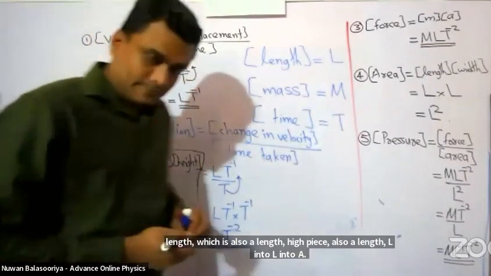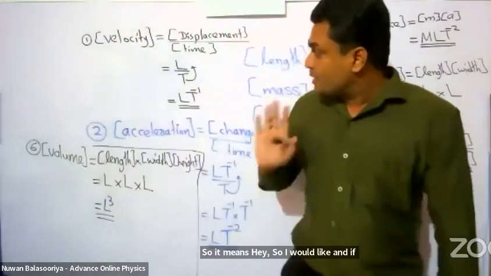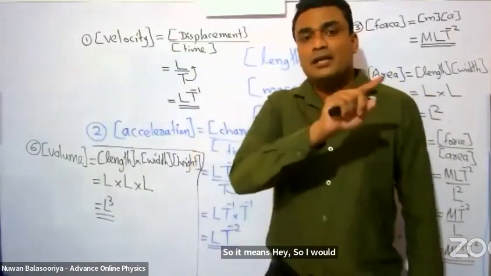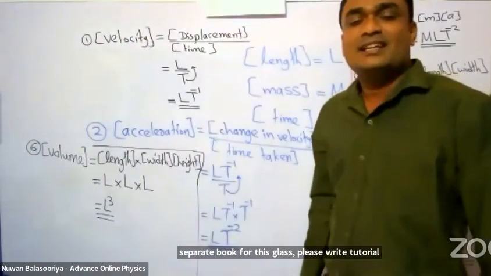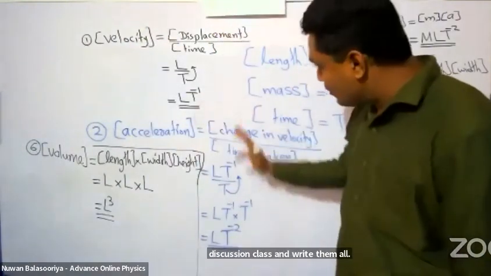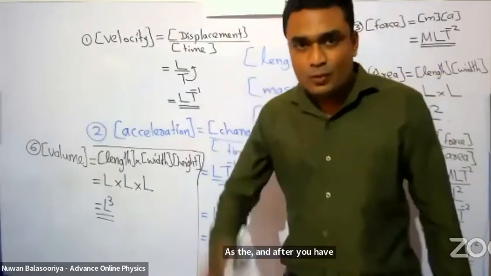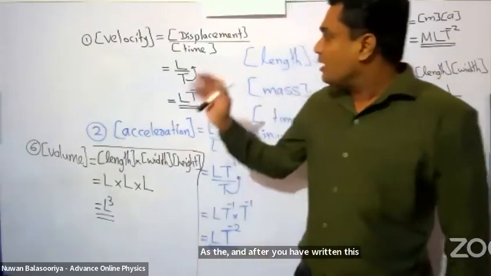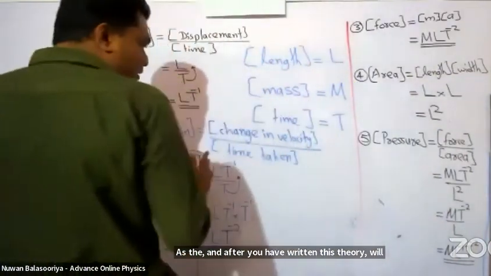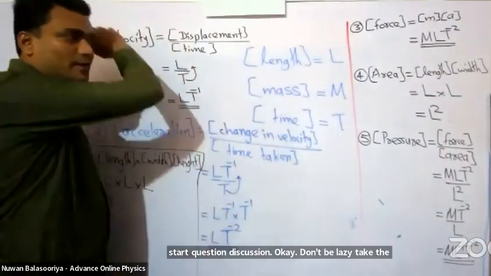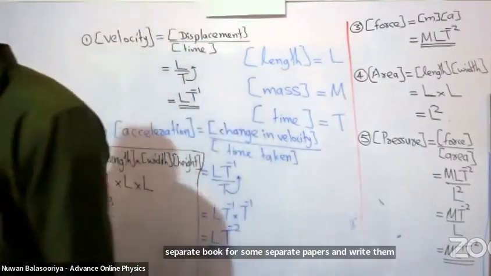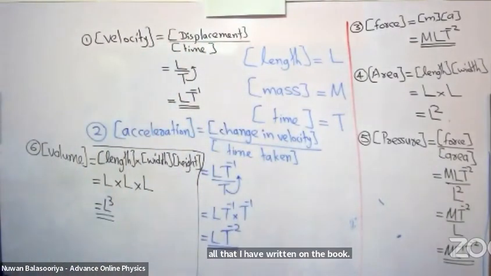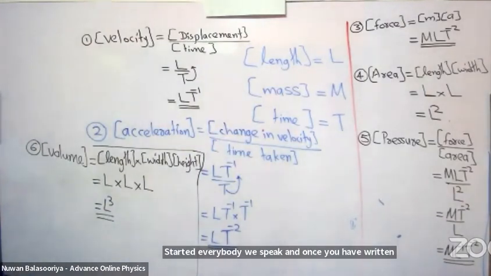So I would like you, please take a separate book for this class, write tutorial discussion class, and write them all as a revision. After you have written this theory, we'll start question discussion. Okay, dear? Don't be lazy. Take a separate book or some separate papers and write all that I have written on the board. Everybody please quick. And once you have written, send me a message saying done, so then I know that you have written.